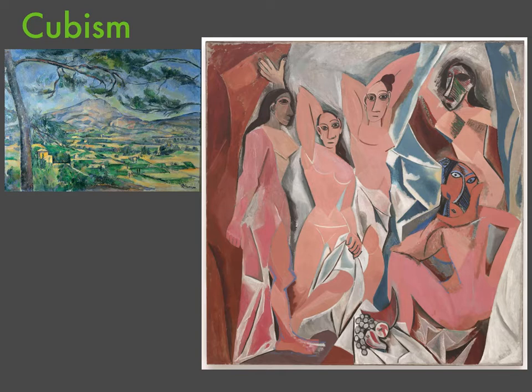Cubism was formally recognized around 1908, and what happens is Cézanne's work strongly influenced Pablo Picasso and Georges Braque, and they are the two founders of Cubism. Pablo Picasso, 1881 to 1973, is probably the most well-known of the Cubist artists, and he's often considered the most influential artist of the 20th century.